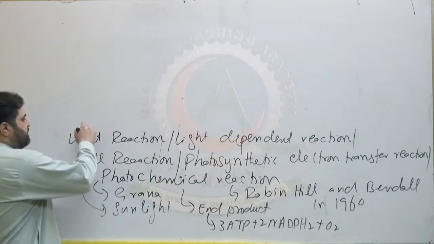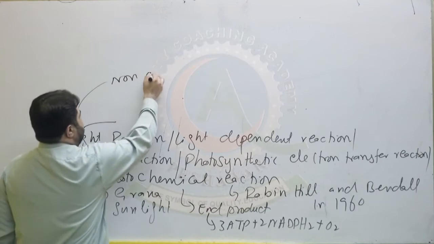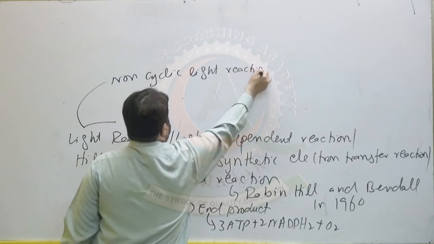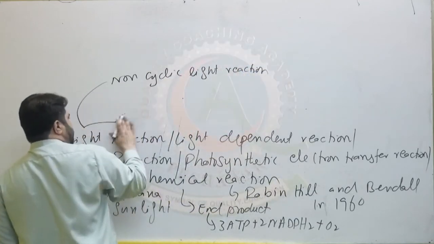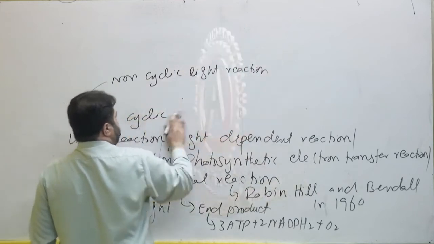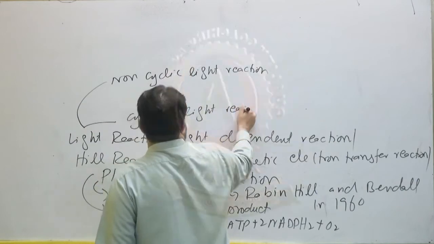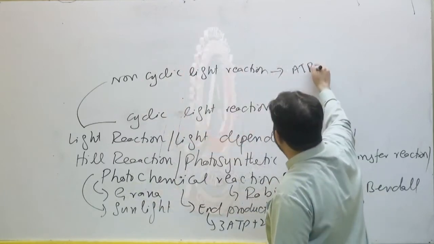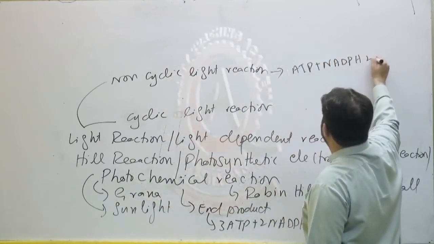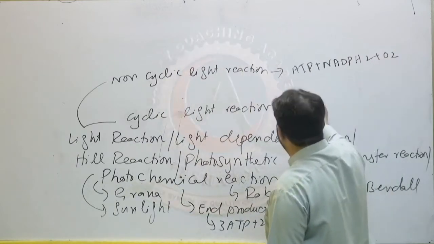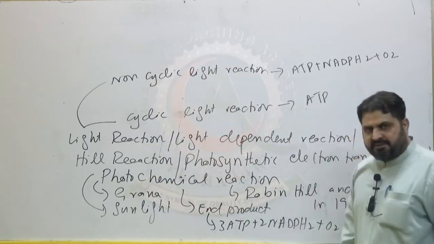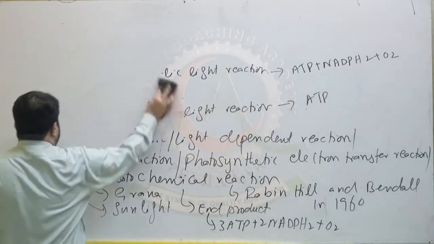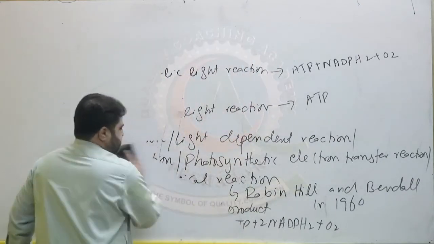And light reactions are of two types. One is called the non-cyclic light reaction, and the other is called the cyclic light reaction. In the non-cyclic light reaction, ATP, NADPH2 and oxygen molecule production occurs, while in the cyclic light reaction only ATP production takes place. First we will discuss the non-cyclic, then we will discuss the cyclic light reaction.